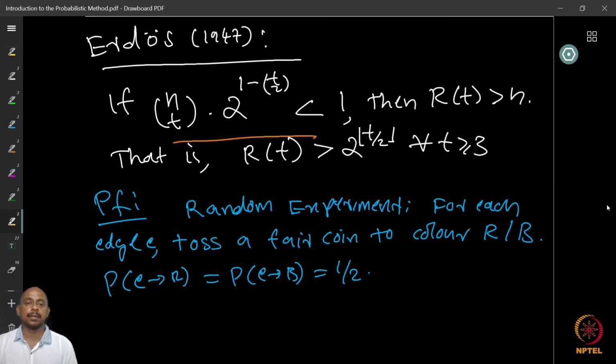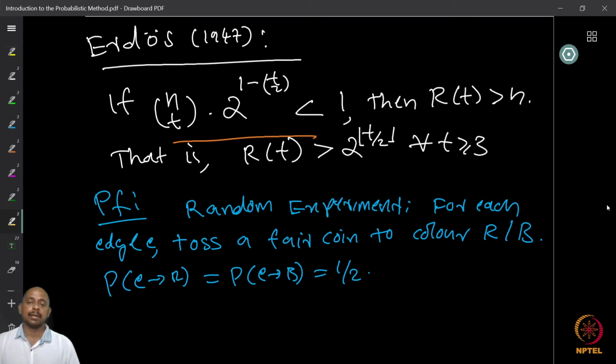So here is the proof by Erdős. The theorem states that if n and t are such that n choose t times 2 raised to 1 minus t choose 2 is strictly less than 1, then the Ramsey number R of t is larger than n.